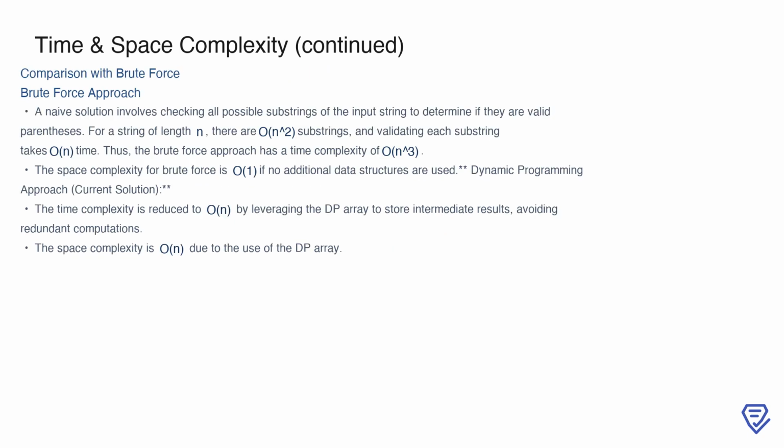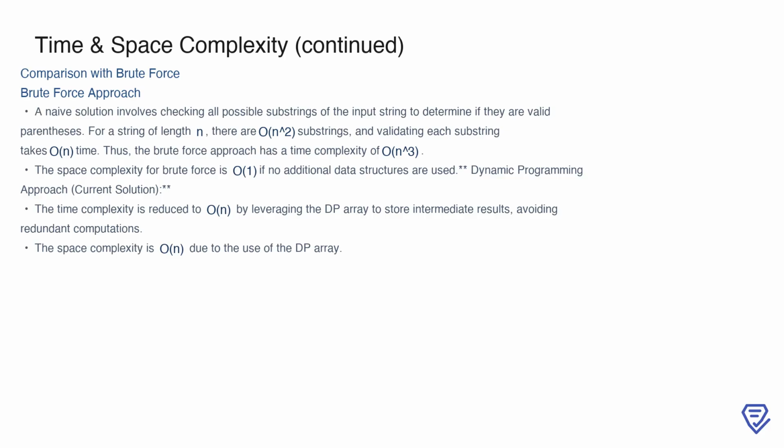To better understand the efficiency of this approach, let's compare it to the brute force method. A naive solution would involve checking all possible substrings of the input string to determine if they represent valid parentheses. For a string of length n, there are O(n squared) substrings, and validating each substring takes O(n) time. This leads to a time complexity of O(n cubed) for the brute force approach. In contrast, our dynamic programming solution reduces the time complexity to O(n), by storing intermediate results in the DP array and avoiding redundant computations.